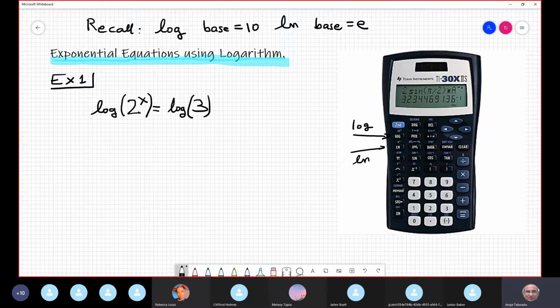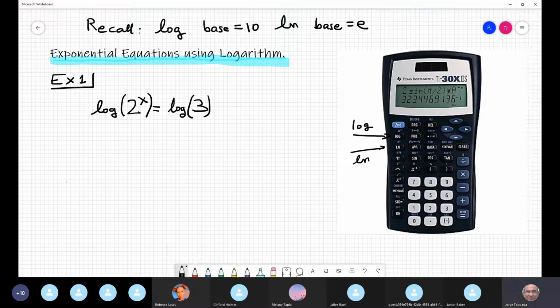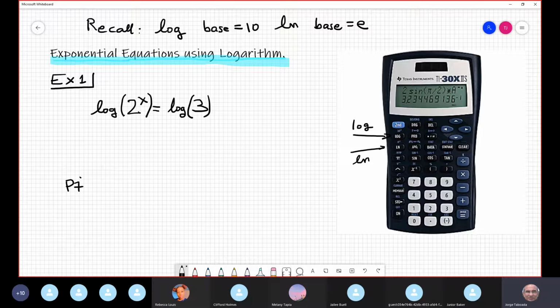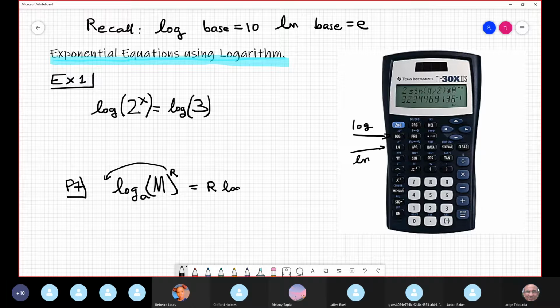Okay, now you apply property number 7. I explained it last class. Let me copy property number 7. It says, you have log of any base, arbitrary base, of one expression that I call m, and the exponent is r. When this situation happens, this exponent flies and goes in the front as a factor. This is property number 7.